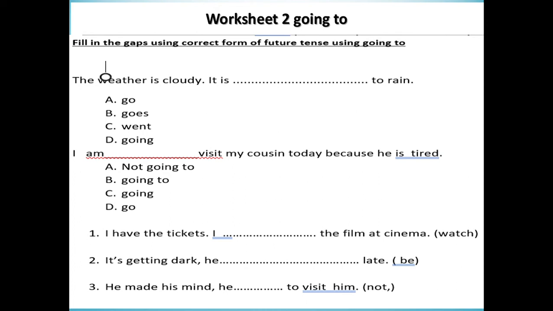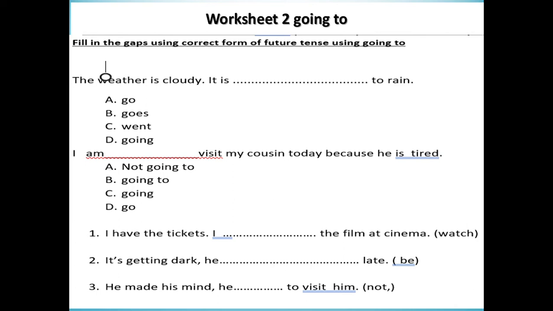Worksheet 2, be going to. The weather is cloudy. Here is an evidence, so you can predict with going to. It is going to rain. I am going to visit my cousin today because he's tired, so there is an intention to do that.